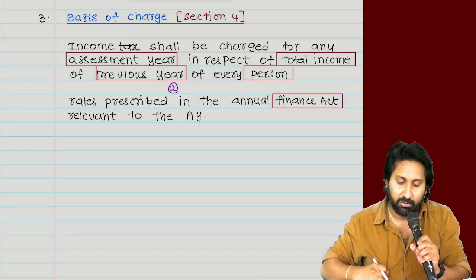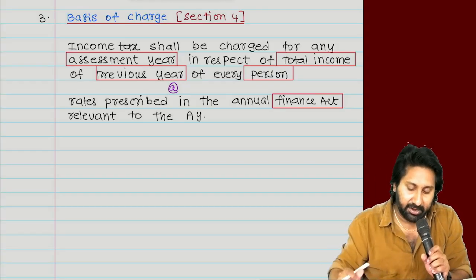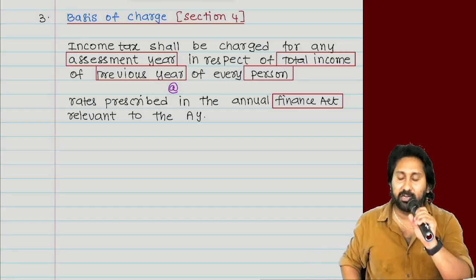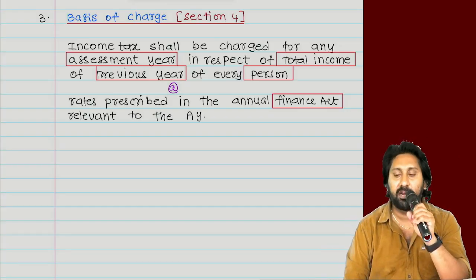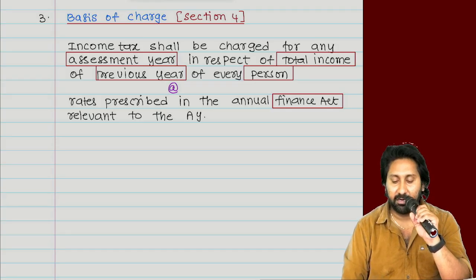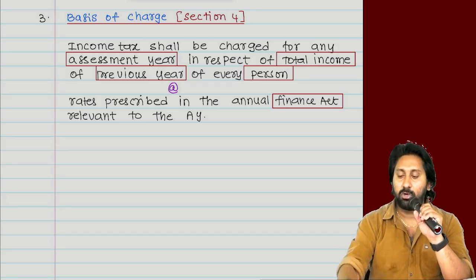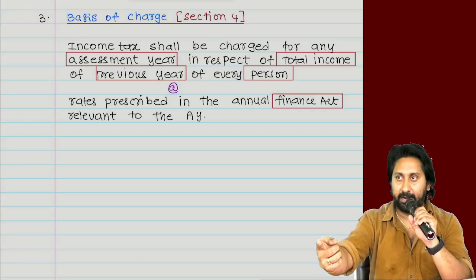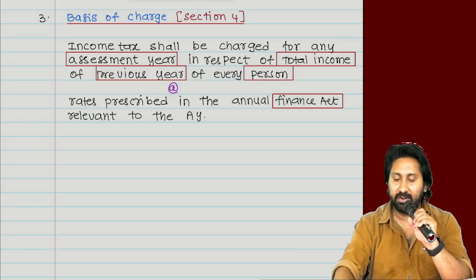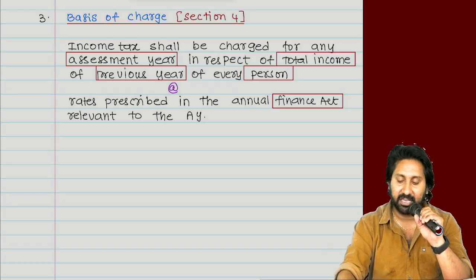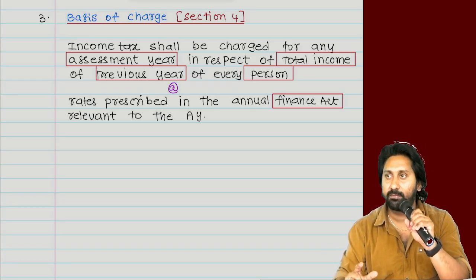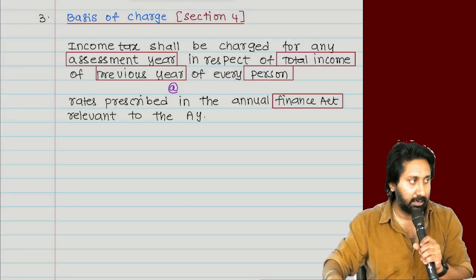Now we need to understand certain definitions. I already said there are four definitions. What are they? Assessment year, previous year, person, total income, Finance Act. The total income definition we will discuss separately, as I already said. So we will be understanding assessment year, previous year, person and Finance Act. Shall we? Yes, let us begin.